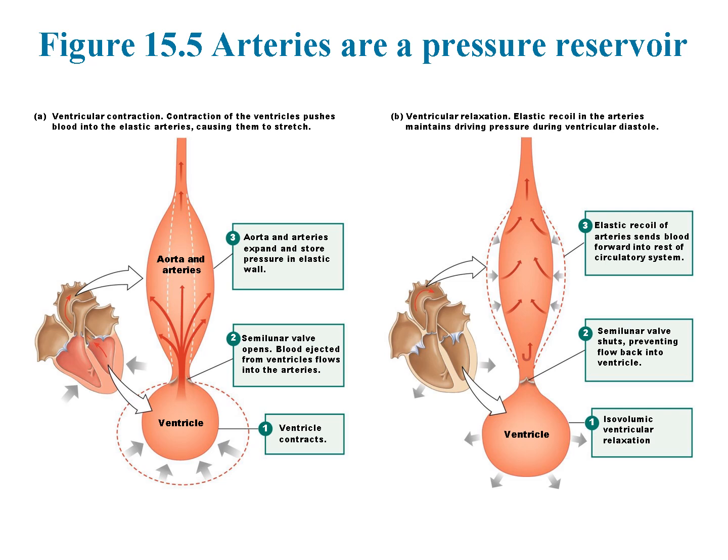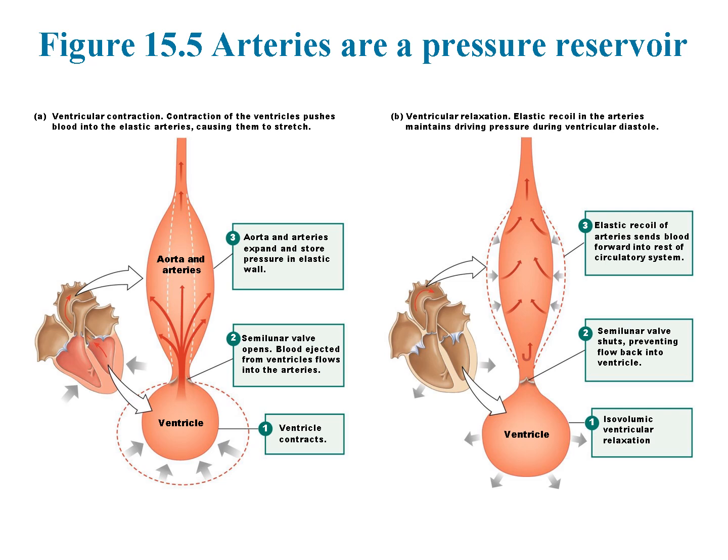Arteries play a critical role in maintaining continuous blood flow by acting as a pressure reservoir. This figure illustrates how arteries store and release pressure through the cardiac cycle. During ventricular contraction, the ventricles push blood into the elastic arteries. As the left ventricle contracts, the semilunar valve opens, allowing blood to be ejected from the heart into the aorta and other major arteries. These arteries expand, stretching their elastic walls to store the pressure generated by the heart's contraction.